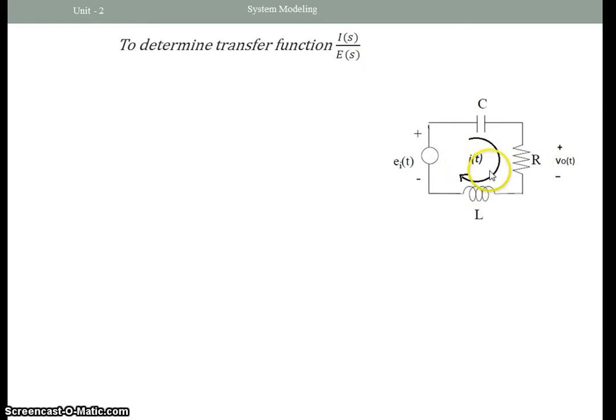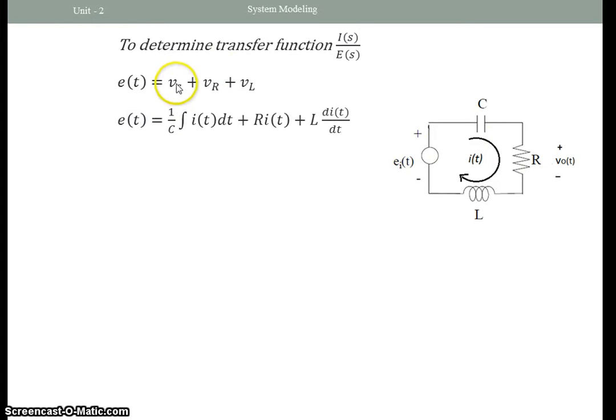So this is the given circuit, and using Kirchhoff's voltage law around this loop, where the loop current is labeled as I of t, the sum of all voltage sources is equal to the sum of all the voltage drops around the loop. And substituting the values of the voltage across the capacitor, across a resistor, and across an inductor, we will get this equation.